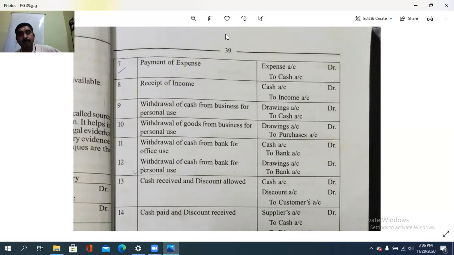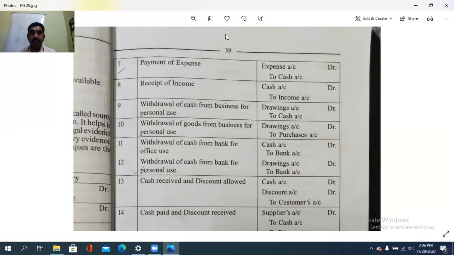And withdrawal of goods from business for personal use. So drawings account debtor to purchases, because it is taken out from the business. Goods are going out of the business, isn't it? So debit all expenses and losses and credit all incomes and gains. So that is why purchases is to be credited and drawings account is to be debited.